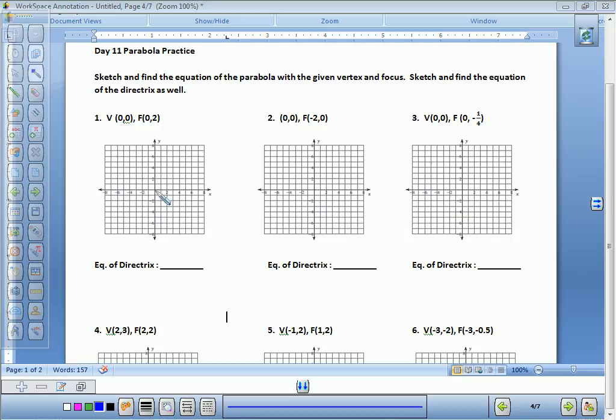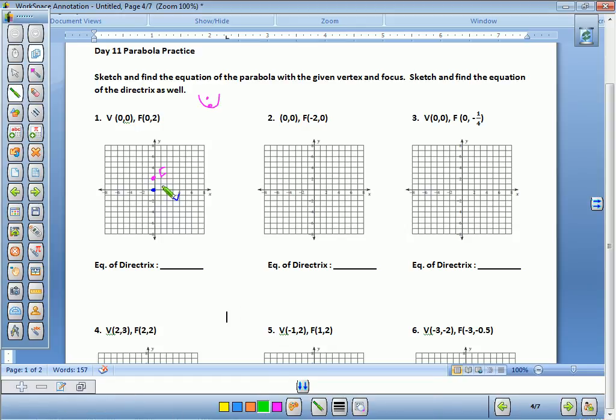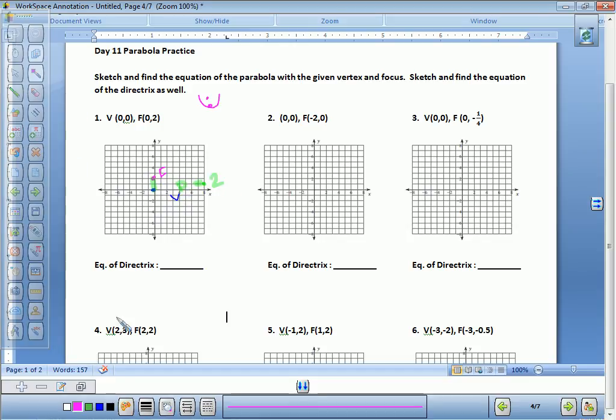Okay, this one gives a vertex at 0, 0, and they were very nice, they gave us a graph. It also gives us the focus is the point 0, 2. Because of those two things, I know it has to open up because the focus is always inside the parabola. I can also tell from the graph that these 2 points are 2 units apart. So P is 2. Now I can write the equation.